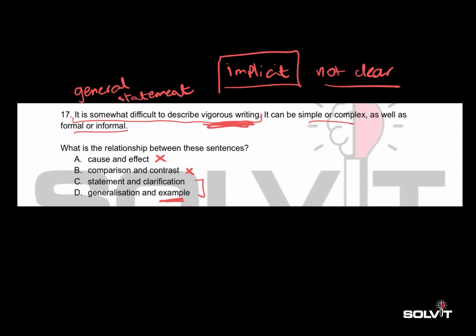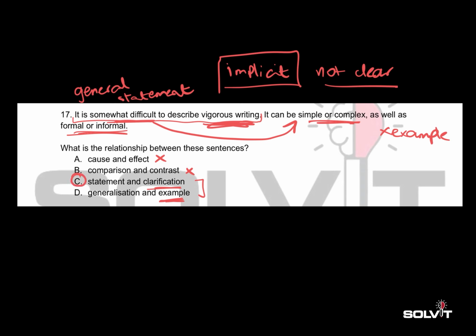So the first sentence is a general statement, but the second one is not an example, right? It's not giving you an example of the first sentence. But what it is, is a clarification. It is clarifying, right? So the thing is, it is somewhat difficult to describe vigorous writing. And why is it somewhat difficult? It is clarifying that in this sentence. It can be simple or complex, as well as formal or informal. So definitely the answer is C.